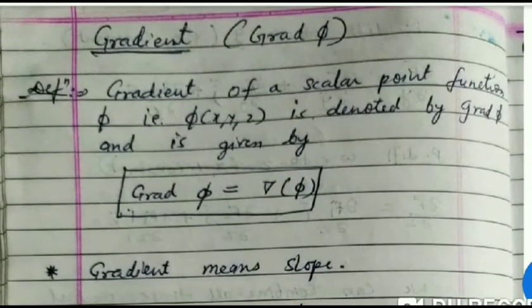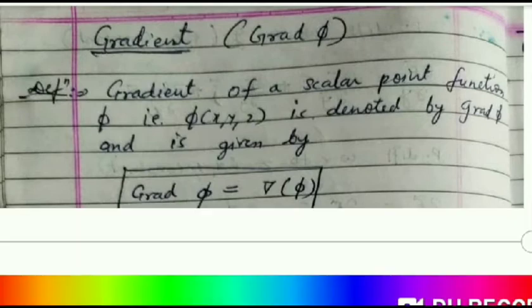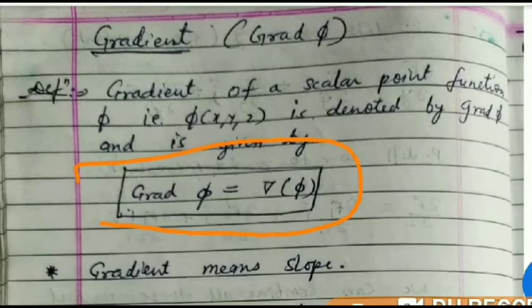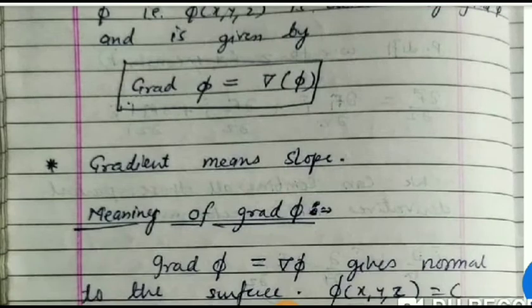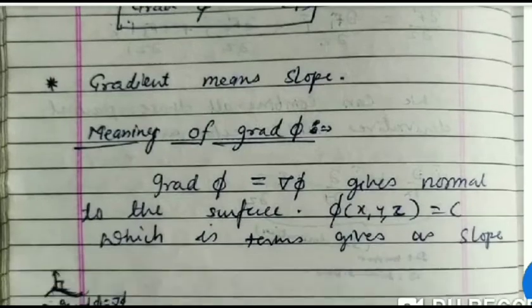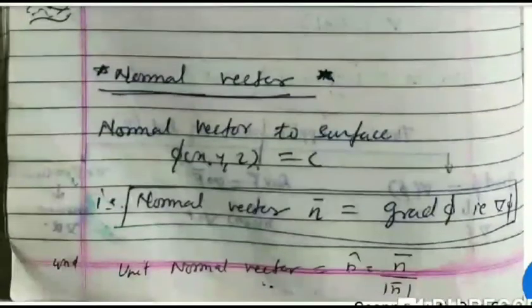Next, gradient or grad phi. The gradient of a scalar point function phi of x, y, z is denoted by grad phi and is given by grad phi equals del phi. So the value of grad phi is del phi, and we know the value of del is i del by del x plus j del by del y plus k bar del by del z.